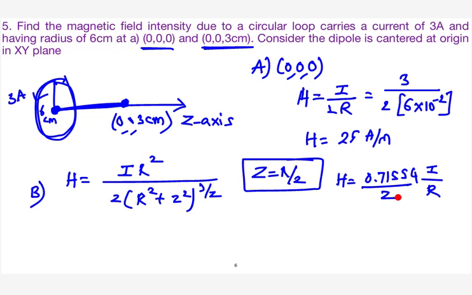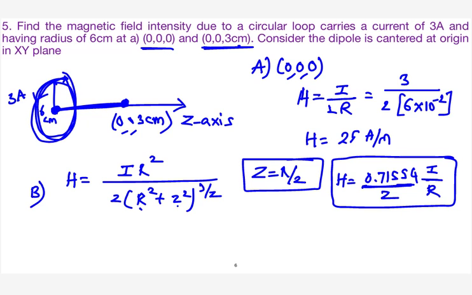Because instead of substituting Z equal to 3 centimeter and R equal to 6 centimeter, I know the magnetic field intensity in a Helmholtz coil. So in a Helmholtz coil, the value will be 0.71554 I by R, provided there are two coils. But here there is only one coil. I was referring to the Helmholtz coil because the point of interest there also corresponds to Z equal to R by 2. So everybody got what I am saying?